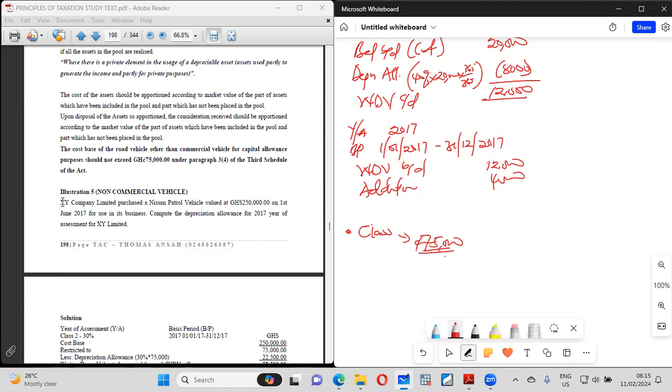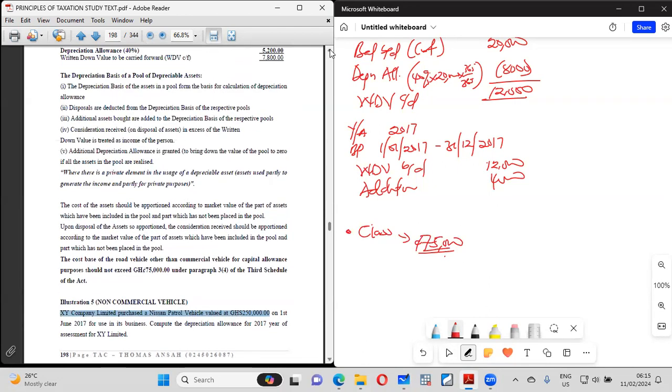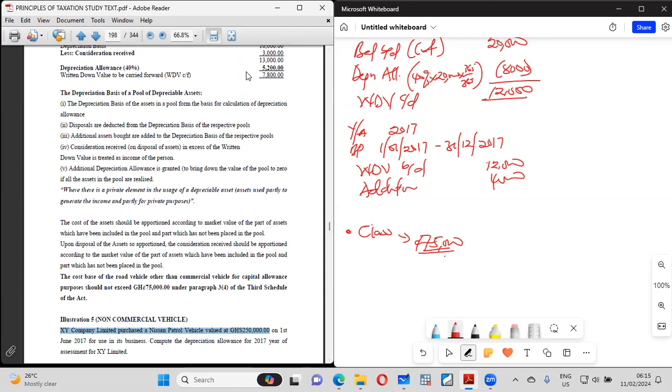Now, if you look at XY company who has bought a vehicle, and please, this is on non-commercial vehicles, okay? Non-commercial vehicles. When you talk about commercial vehicles, we are looking at cars that take like 13 passengers, and that take more than a half ton. All right.